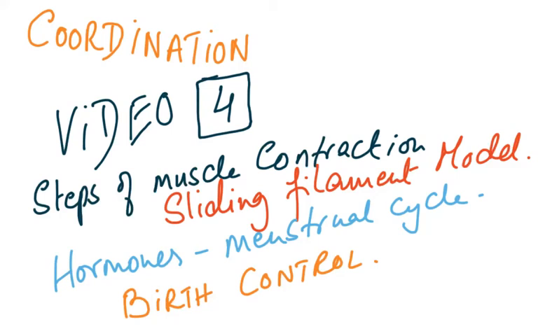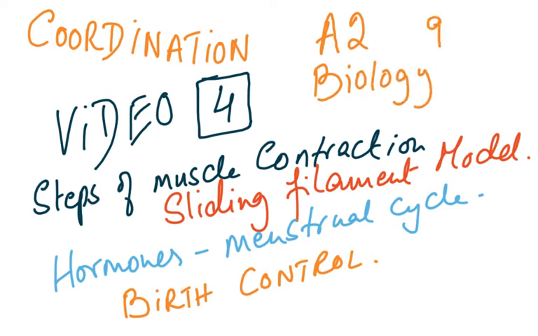Welcome back, everybody. Now we are on the fourth video of the chapter on coordination, and this is A2 biology. The syllabus code is 9700. And I hope you're all enjoying this chapter, just like I'm enjoying making these videos. This video is a continuation of the previous three videos.